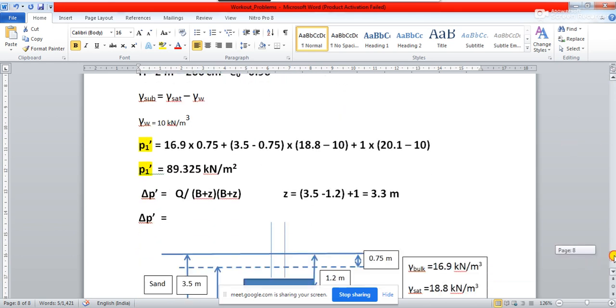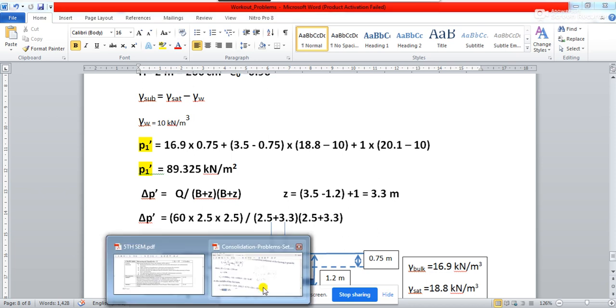Don't multiply at first hand, please, because that makes your problem a little bit complex. At the end only you do multiplication and all other things. And this will be how much? What is B plus Z? What is B? B is 2.5, right? Plus what is Z? 3.3. So 2.5 plus 3.3 multiplied by 2.5 plus 3.3. Is it clear?